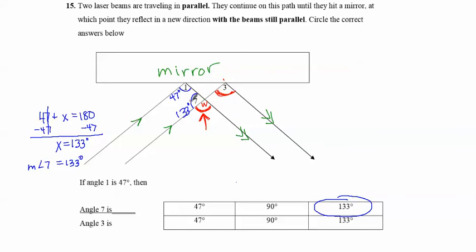I do see that angle 7 and angle W are a linear pair. So together they should add up to 180. So I come over here and 133 plus W should equal 180. So we solve for that, and now you get back to the 47 degrees that you started with. So angle W is 47. It's the same as angle 3. So I now know that angle 3 is 47 degrees.